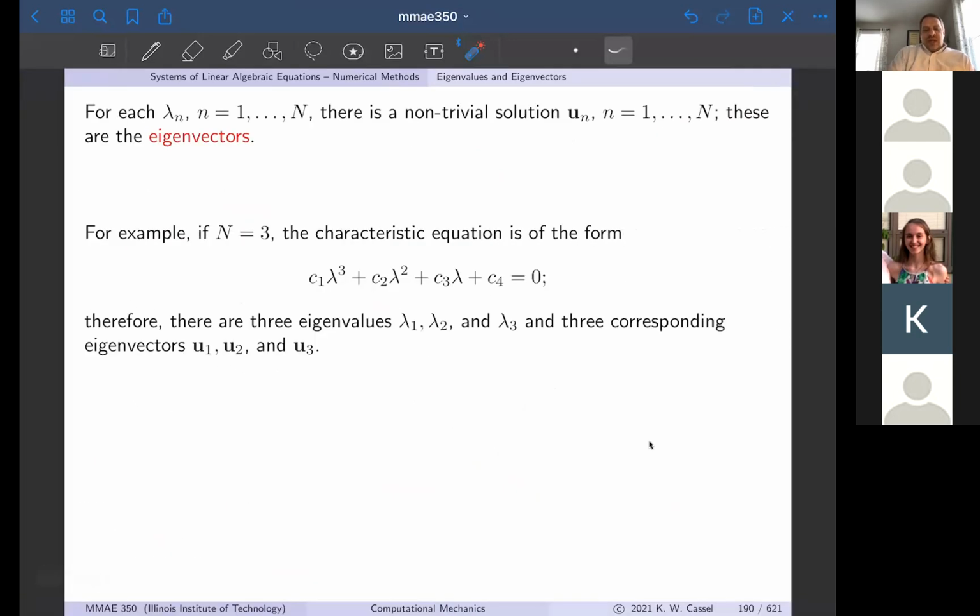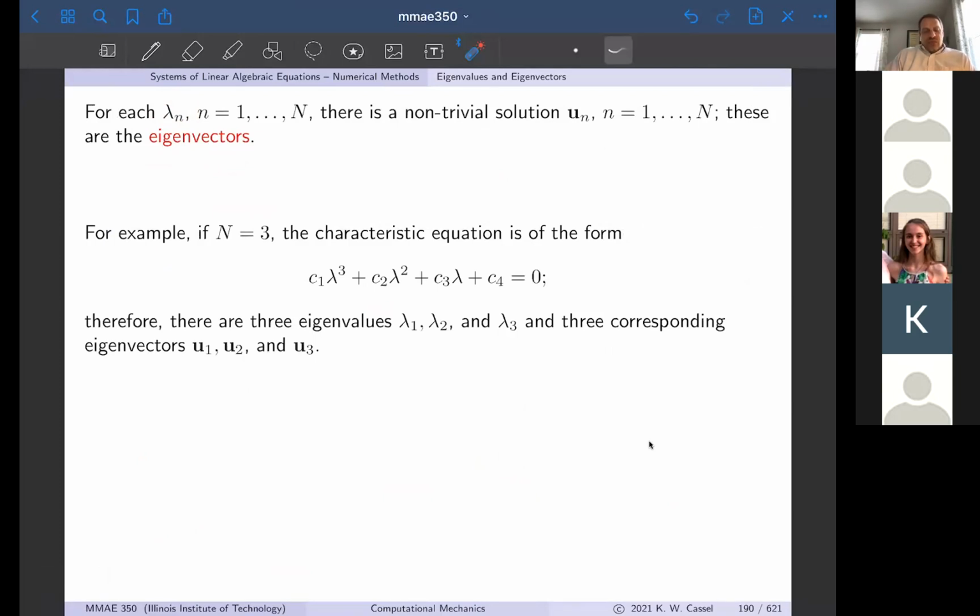Now, for each lambda, then, you're going to get an eigenvector. So I have capital N eigenvalues. We'll have capital N corresponding eigenvectors, one for each. So lambda 1, U1, lambda 2, U2. So we'll have an eigenvalue, eigenvector in pairs.